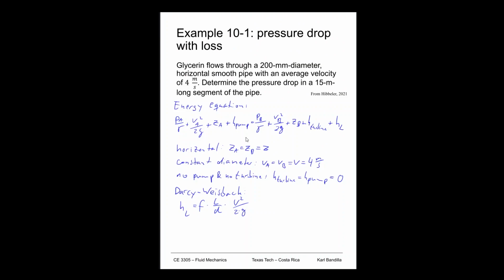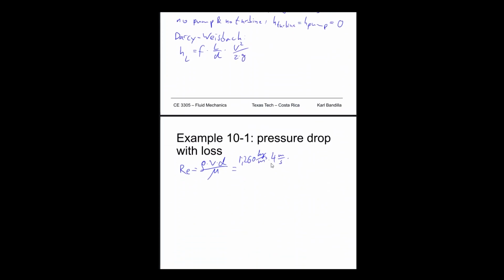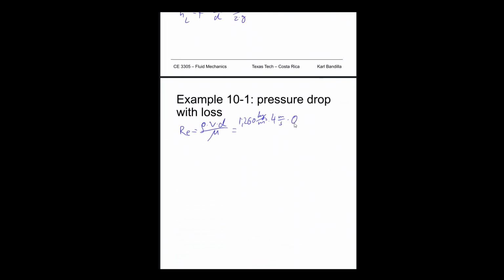Let's plug that in. We have glycerin, so we can look up what the density of glycerin is, and that is 1,260 kilograms per cubic meter. We know the velocity is 4 meters per second, and we know the diameter is 200 millimeters, so 0.2 meters. And then we can look up what the viscosity of glycerin is, and that is 1.5 newton second per meter squared.